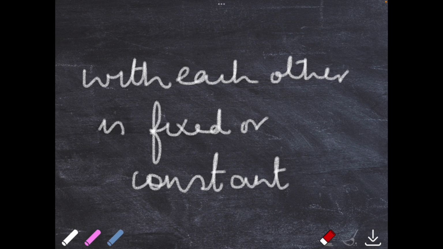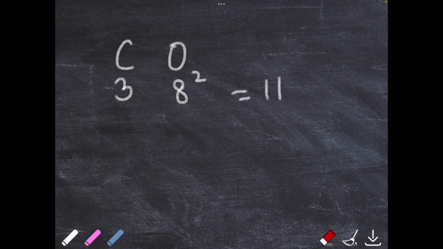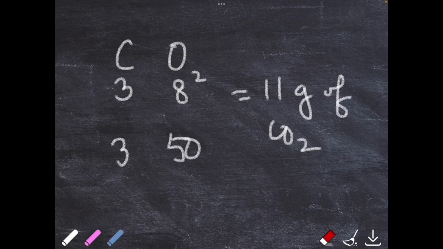Now let me give you an example. Supposing you have, let's say, 3 grams of carbon, and you have 8 grams of oxygen. Obviously 3 grams of carbon combined with 8 grams of oxygen, and they give you 11 grams of carbon dioxide. Now supposing you have 3 grams of carbon but you have 50 grams of oxygen, then how much carbon dioxide will be produced?